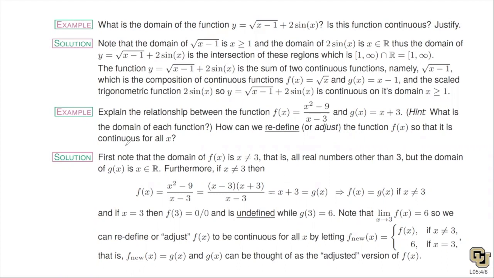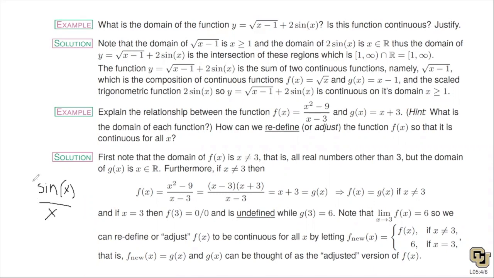So the most famous example, I guess, of fixing a function is for the sine of x over x function. Sine of x over x at 0 is undefined. If you plug in 0, I get 0 over 0, it's undefined. But the limit exists. We can use the squeeze theorem to show the limit as x approaches 0 of sine of x over x is 1.